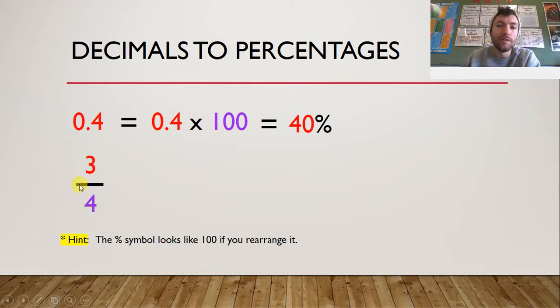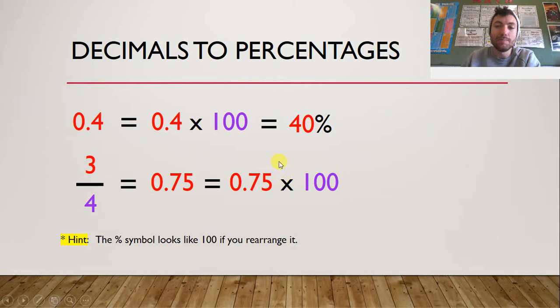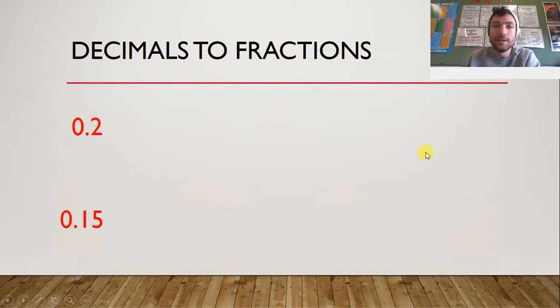So if we had 3/4 and we want to convert that into a percentage, the first thing we have to do is convert it to a decimal. Like what we did before, 3 divided by 4 will give us 0.75, and then we need to times that by 100 for our percentage. So 0.75 times by 100 is just going to give you 75%. And that's how you convert decimals to percentages.